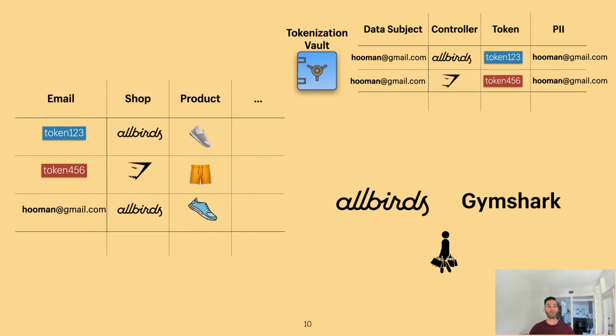And for the last row, when it goes to the tokenization vault, because it's the same email, the same data subject, same PII, and the same controller, Allbirds again, it does not generate a new token. So it gives the same original token 1, 2, 3. So this is again that consistency property that I mentioned earlier. And if you look at the tokenized version of this table, you can see how one data scientist can actually track a person without accessing the original email, because this token remains the same along the same controller.